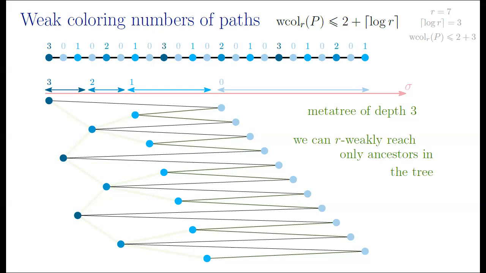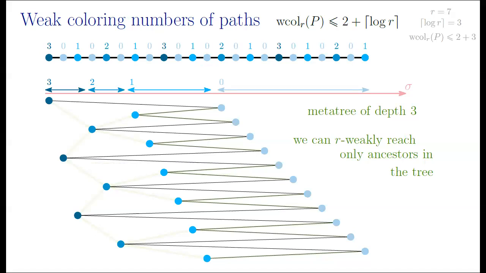And the claim that will end the proof is that we can weakly reach only ancestors in the tree. Why is it enough? Because the meta tree has depth 3, so we can reach only 4 levels. On each level, we can reach only 1 vertex, but maybe there are 2 roots, because this is a strange tree with many roots, not just 1 root.